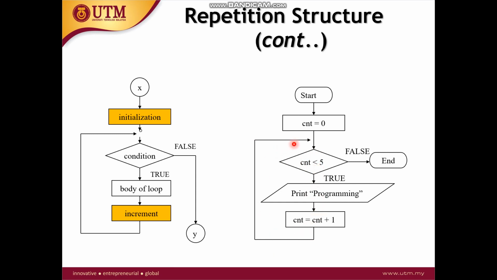It iterates again. It's 3. 3 less than 5. Iterates again. It's 4. 4 less than 5. Iterates again. It's going to be 5. Okay, it was 5. So when it becomes 5, 5 is less than 5? No, it's false. So the flowchart goes to the end.